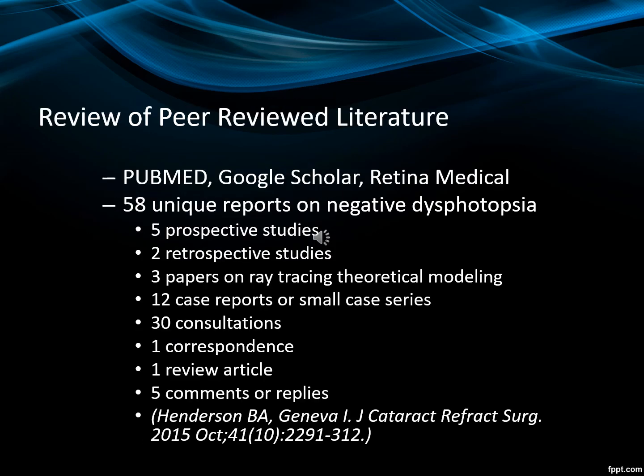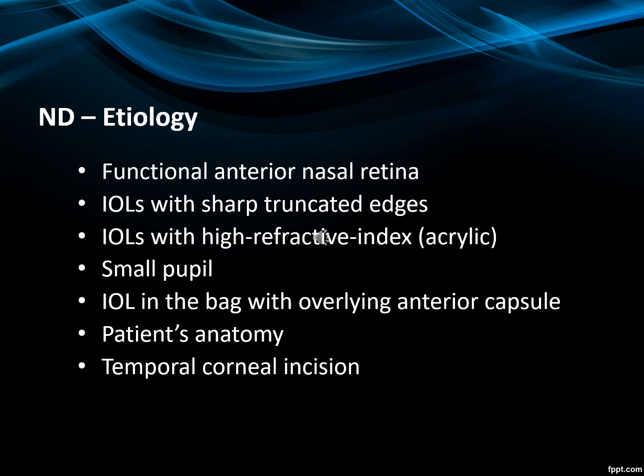In order to investigate the causes and treatments, we decided to do a review of the literature, and this is what we found. We found that most of the published reports were actually consultations, so it was really more opinions of what may be causing this rather than actual real prospective studies. We published this review of the literature in 2015. Here is a list of the etiologies that we found in the peer-reviewed published literature for the causes of negative dysphotopsias. We're going to focus on each one of those a little bit more in depth with each next slide.